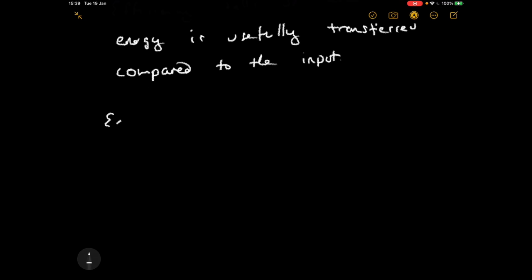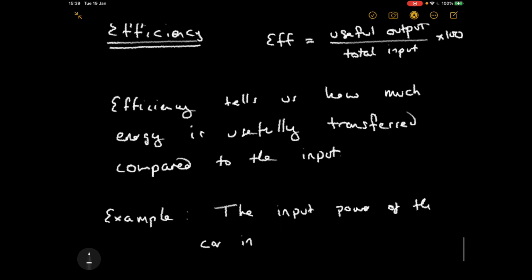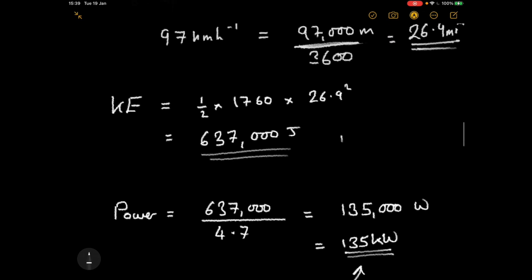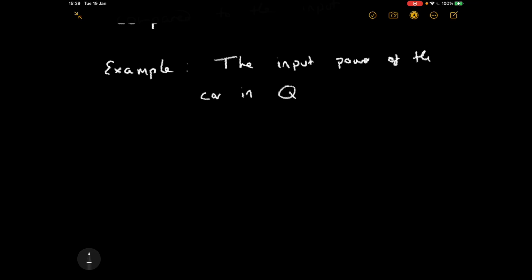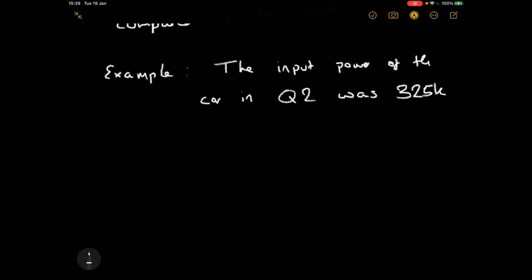So, an example: the input power of the car in question 2 was 325 kilowatts. What is its efficiency?